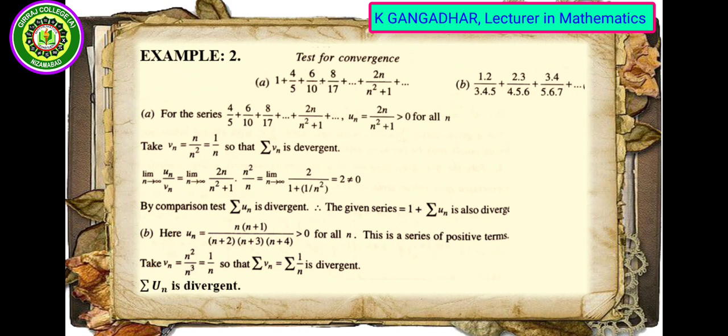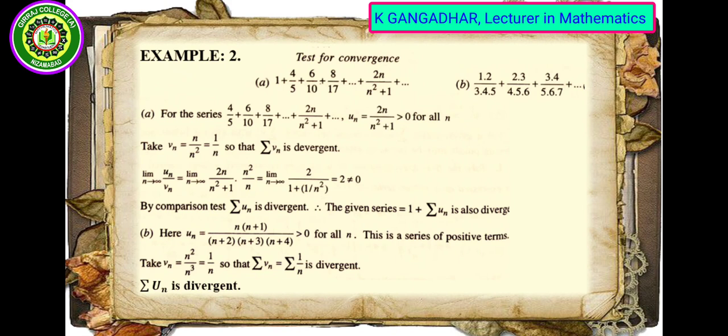Next, Un less than or equal to Vn is okay. Next, sigma Vn is divergent, so therefore we say that sigma Un is divergent. Here Un is greater than or equal to Vn: 2n by n square plus 1 is greater than 1 by n square. So Un is greater than Vn and sigma Vn is divergent. Therefore the given series is divergent.